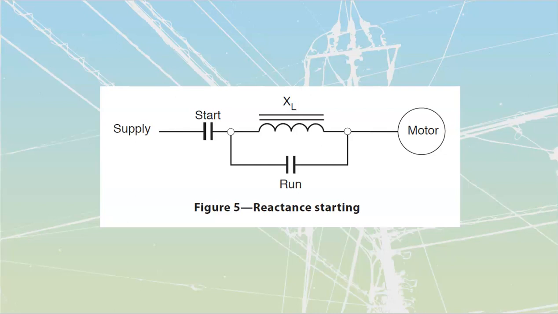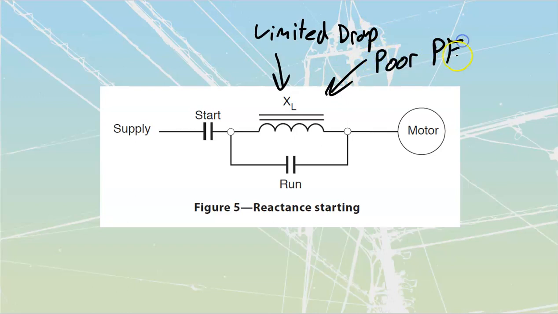Primary reactors do have 2 issues though. One, they cannot drop nearly the same amount of volts off of them. So we're limited drop. It is far easier to drop volts using our resistors. These are just limited drop. And the other thing is they're going to give me a poor power factor. Anytime that I have these things during startup, I'm adding in more XL, which means that I'm going to have more VARs L, right? Inductive VARs. And as a result of that, I'm going to have a really poor power factor during startup.